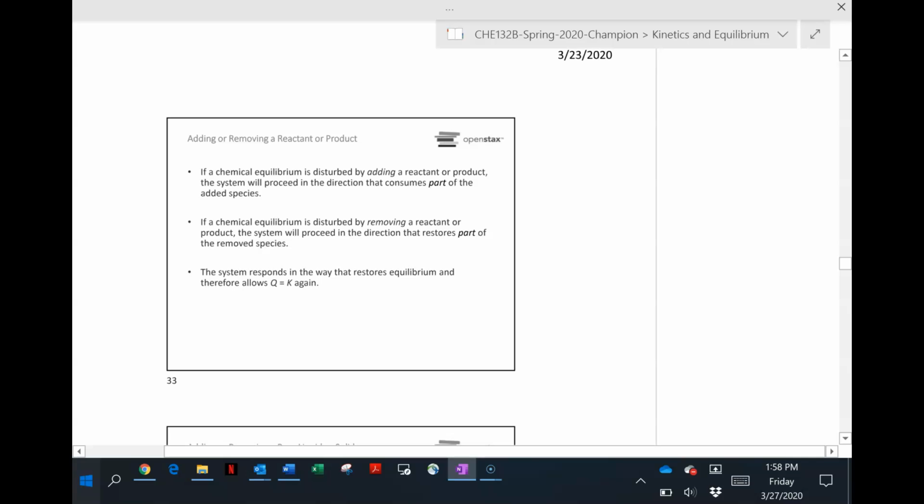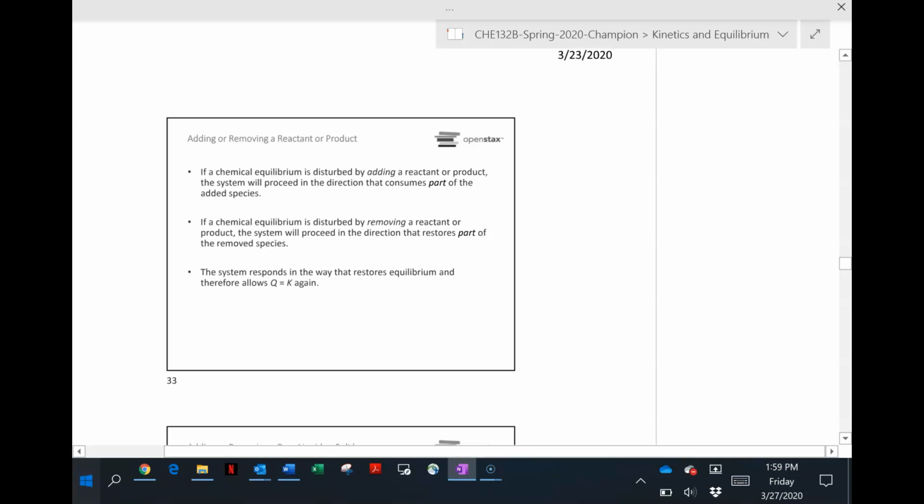Anyway, if you add or remove a reactant or product somehow, that's going to stress the equilibrium, and generally the equilibrium is going to respond to try and relieve that stress. So if I add a reactant, it's going to react in such a way that it reduces the amount of that reactant I added, so shifting towards the products. If I add a product, it's going to shift back towards the reactants. If I remove a reactant, it's going to shift towards the reactants and try to replace that reactant I removed. If I remove a product, it's going to shift towards the products and try to replace that.